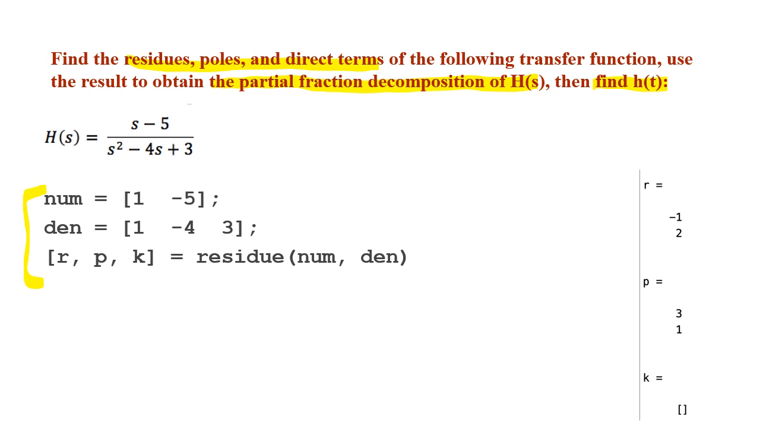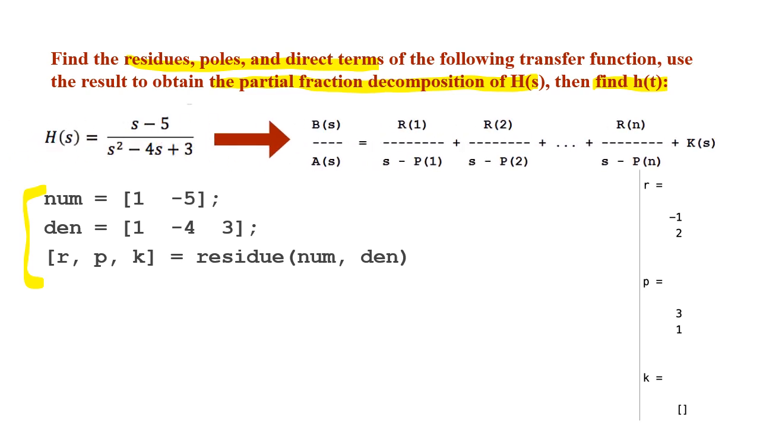With the help of the command window in MATLAB, you can also find the way to help you transition or transform the transfer function from this format into the partial fraction decomposition. So this is the partial fraction decomposition format, and we're going to use the output of the residue function to help us rewrite the transfer function into partial fraction decomposition form.